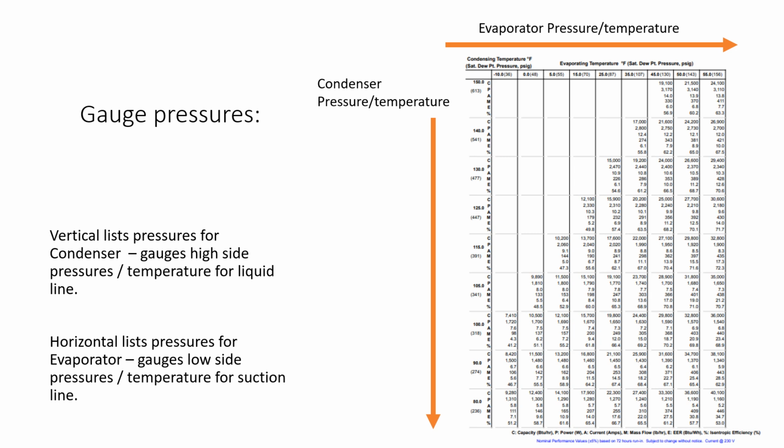When we look at this performance chart, you will notice that the top horizontal set of numbers refers to the evaporator temperatures and pressures. The vertical set of numbers refers to the condenser pressures and temperatures. We can use our gauges or temperature probes to come up with the same results.